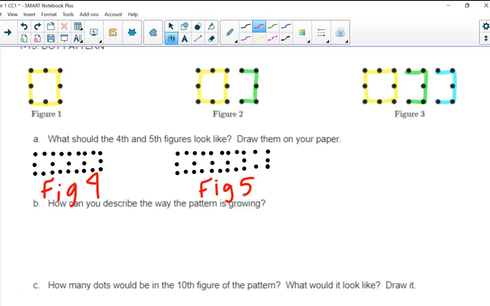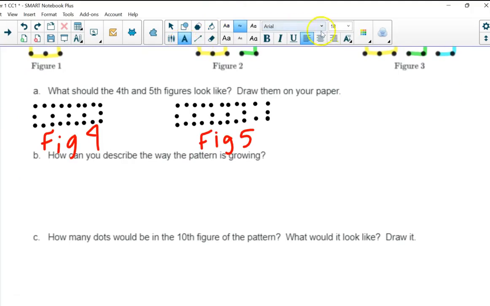All right, so if we look at our figure number, okay, we just discussed that it's growing by a backward C each time. Okay, so that's all I did. For figure 4, I drew the same thing I saw in figure 3, which was this little piece right here. And then I added this backward C on it. Okay, then for figure 5, same thing. I drew figure 4, and then I added this backward C on the end.